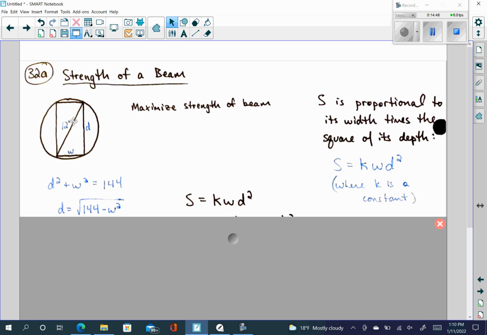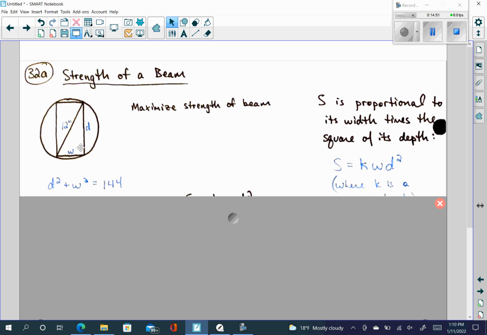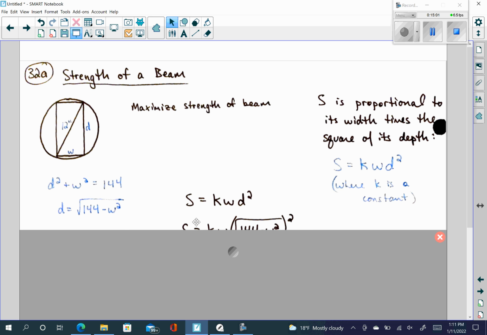Then they give us this picture here. We want to maximize the strength of the beam. Because it actually creates a right triangle in this cross section here, I'm going to just say d squared plus w squared equals 144. Just use the Pythagorean theorem. But we're trying to maximize this function here. So I want to solve it for d. It'll just work out a little bit easier here because we have to square d. We'll get rid of that square root.